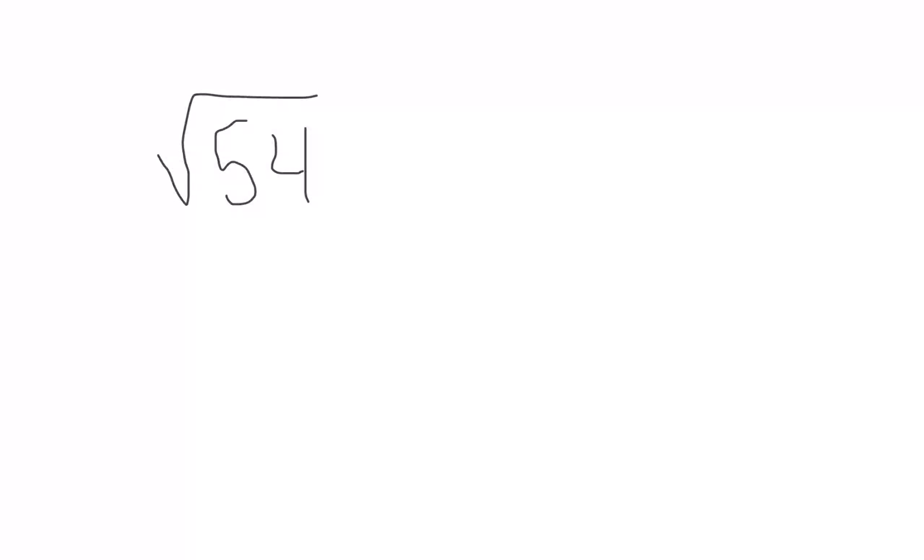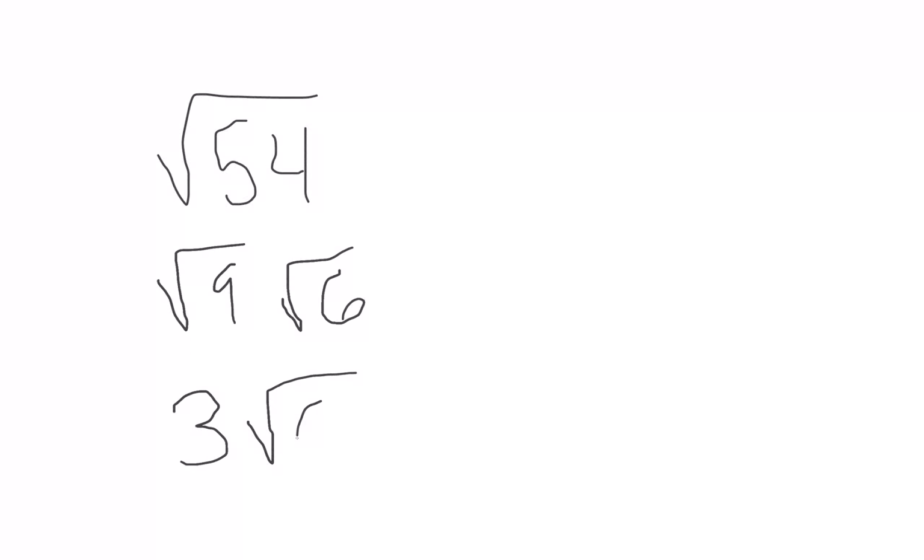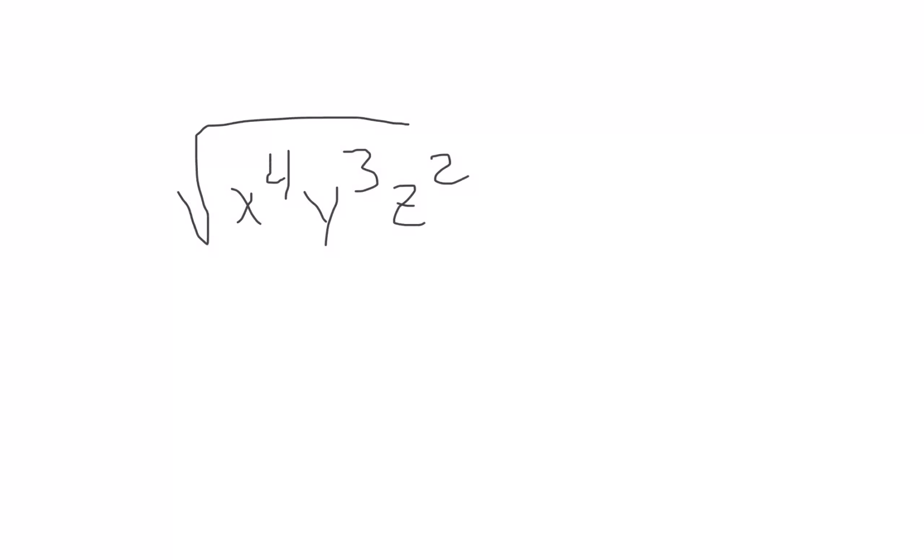Okay, so for this first example, when you have radical 54, you want to break it down into its perfect squares, which is radical 9 and radical 6. The square root of 9 is 3. The square root of 6, we don't know what it is, so we will just leave it. And our final answer should be 3 radical 6.